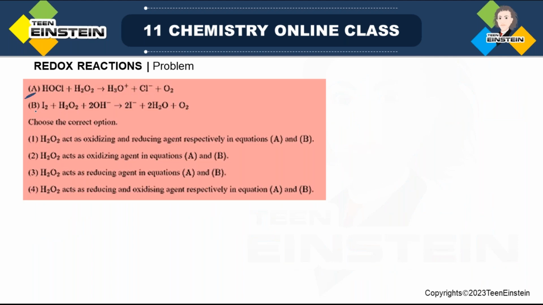We have two reactions given. In the first reaction, I'm writing it here, HOCl. This is basically one oxo acid of chlorine. Remember the formula for oxo acid, EOH. In this case, E is Cl, and OH is attached.